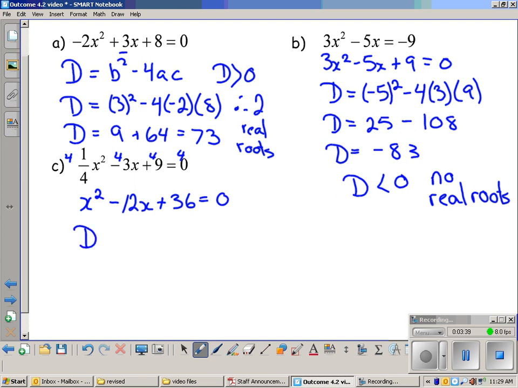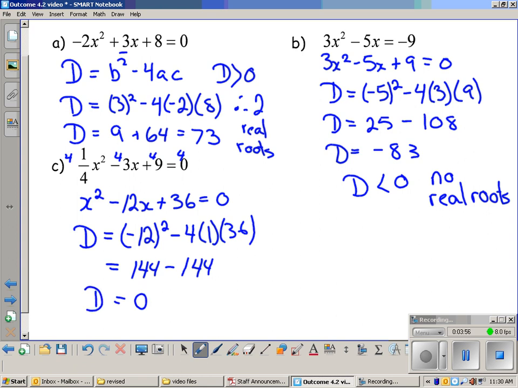My discriminant then is negative 12 squared minus 4ac, which gives me 144 minus 144, or 0. So because my discriminant is equal to 0, I either have one root or two equal roots.